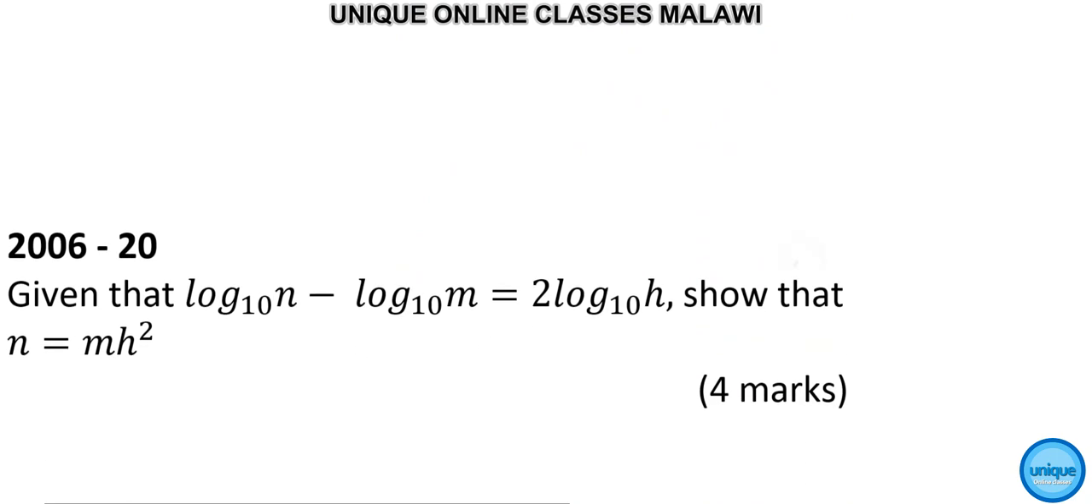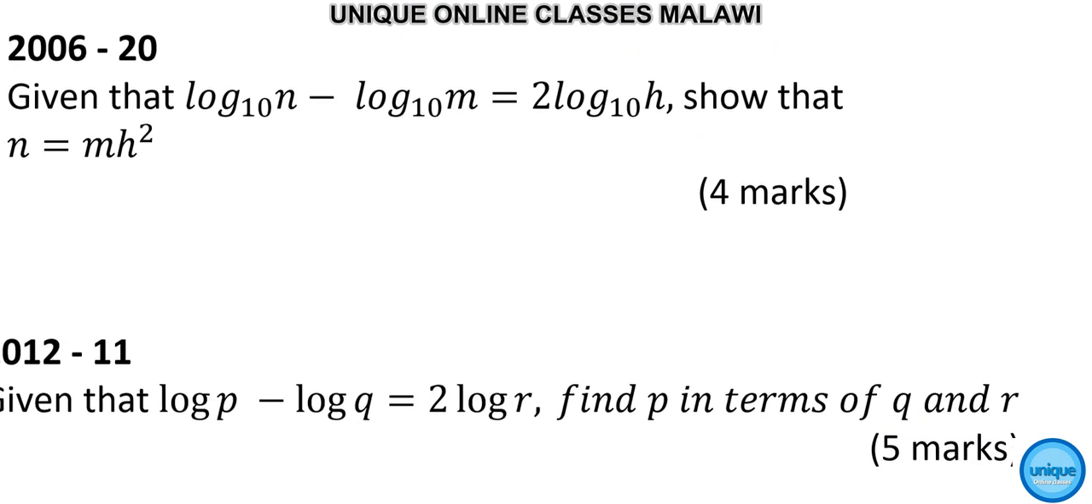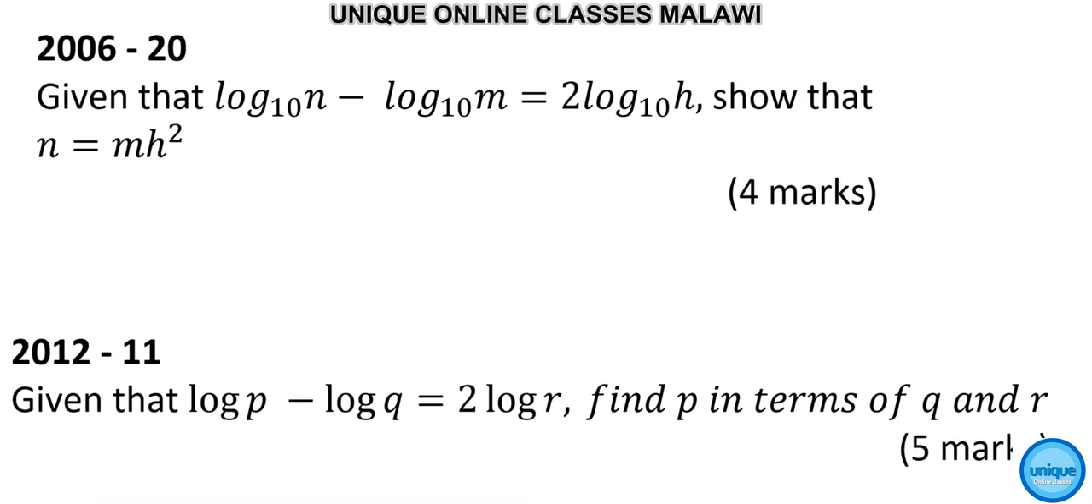Komano ndisangokusiyasiyani pakale ka exercise. So these are the exercises zimene mupange. Question number 2006, we should show that n is equal to mh square, given that log of n base 10 minus log of m base 10, answer is 2 log of h base 10. 4 marks.